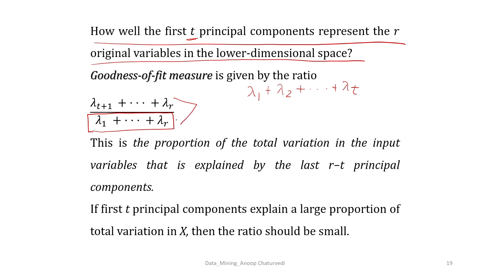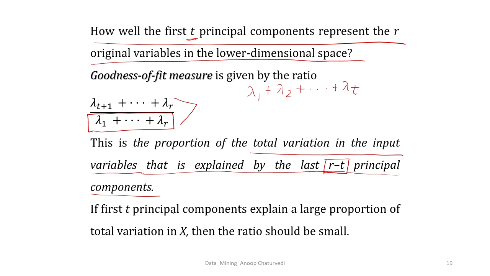So, this ratio is the ratio of the amount of variance which you are not able to capture, or the amount of information which you are not able to capture when you use the first t principal components, divided by the total variation in the data. So, this is the proportion of total variation in the input variables that is explained by the last r minus t principal components. So, this is the proportion of loss of information when you are not using the last r minus t principal components.